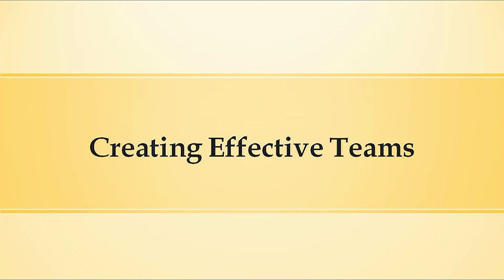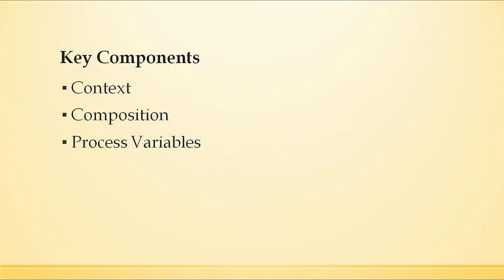Now I'm going to talk about the process of creating effective teams. We can organize the key components of effective teams into three general categories. First are the contextual influences that make the team effective. The second relates to the team's composition. And finally, process variables are events within the team that influence effectiveness.